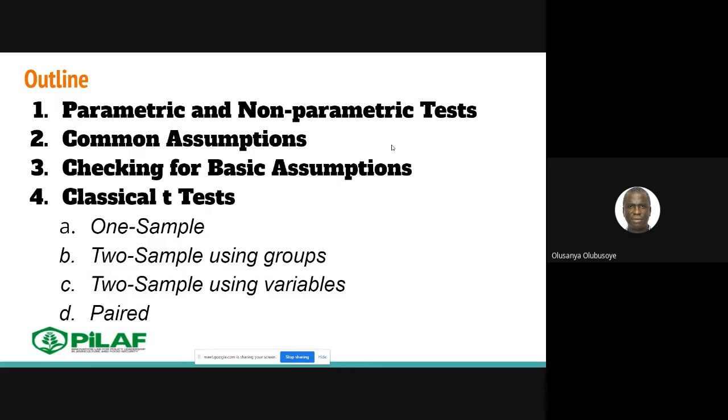If you use other software like SPSS, you may see 2 sample independent tests, you may see 2 sample paired tests, and some like that. But it's just saying the same thing in a different way.